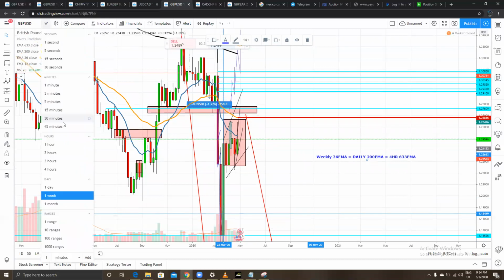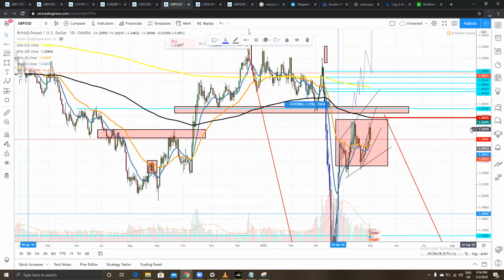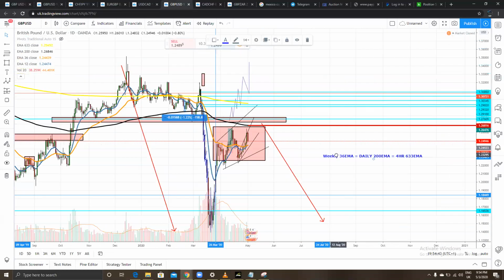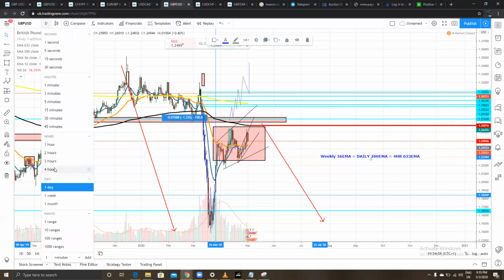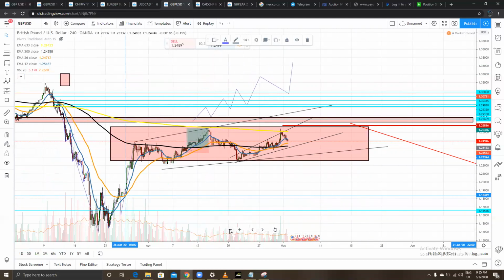So when we go back to the daily 200 EMA, you can see how that 36 EMA on weekly translates to 200 EMA on daily. So we have huge resistance over here, and we know that 200 EMA is always coming to defend. The bears are coming in to defend. Then when we go back to the 4-hour, we start to see the 633 EMA.